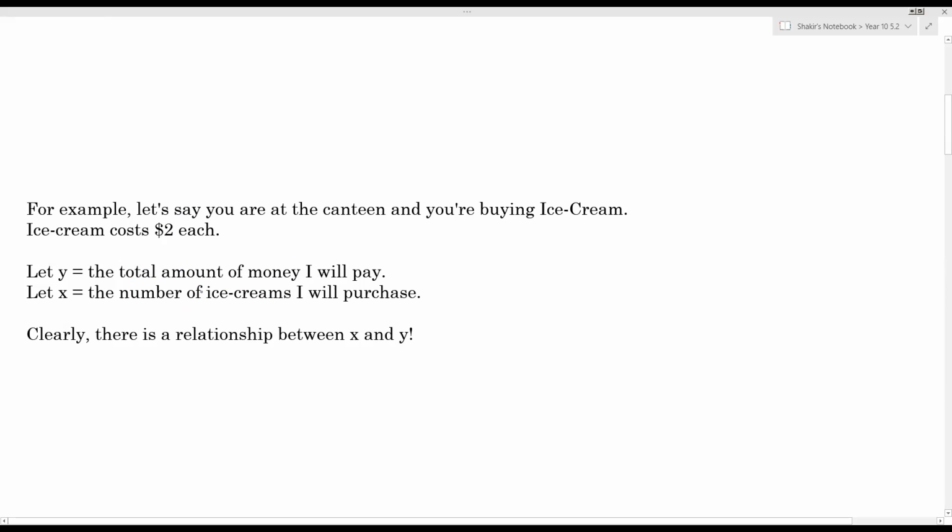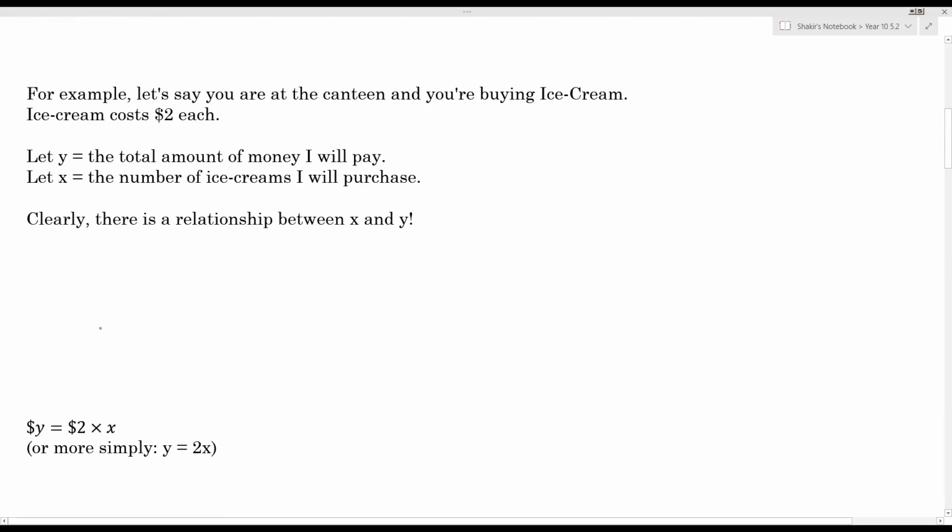Now let's look at that in terms of algebra. That's a lot of words. We've set up the variables y and x, and we can say y dollars is equal to $2 times x. So the total amount of money I will pay is going to equal $2 times x, where x is the number of ice creams I purchase. So if you purchase 10 ice creams, you sub 10 in. 2 times 10, $20, and that will give you y. We can write that more simply, just y is equal to 2x, and that would be the algebraic relationship.